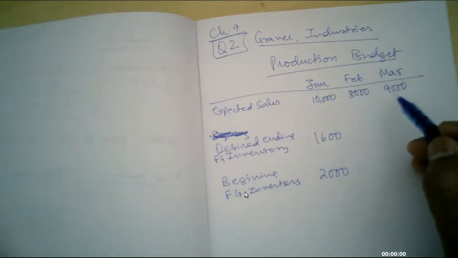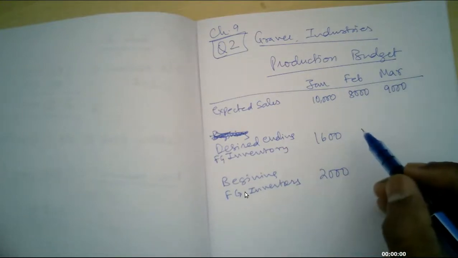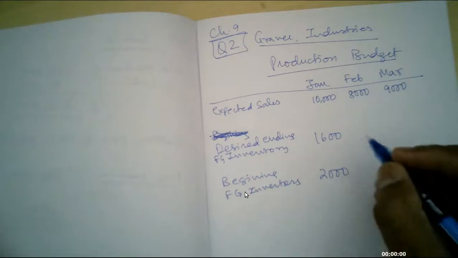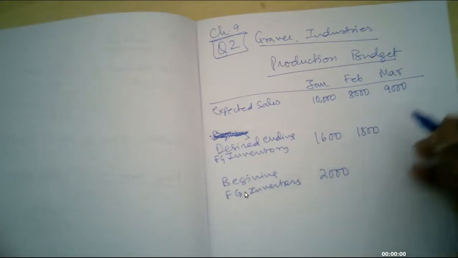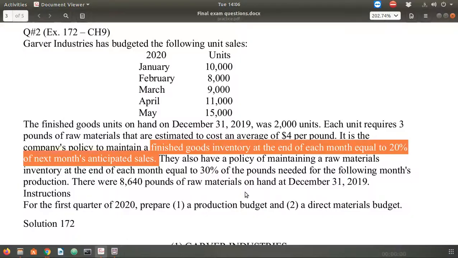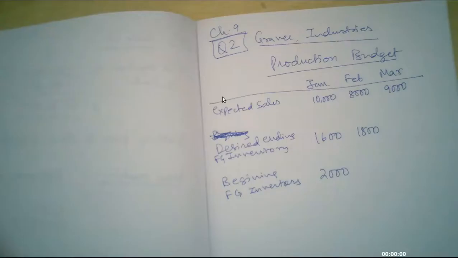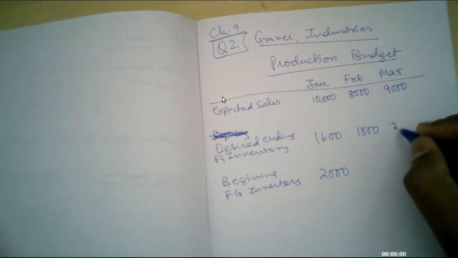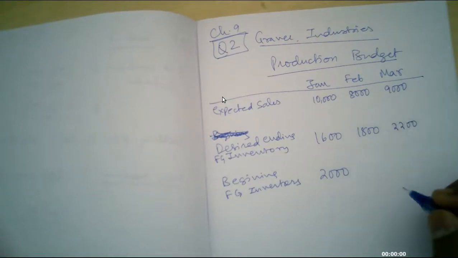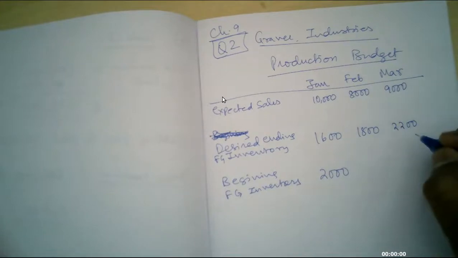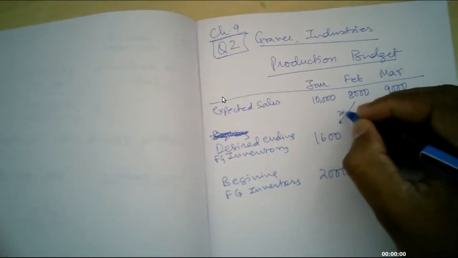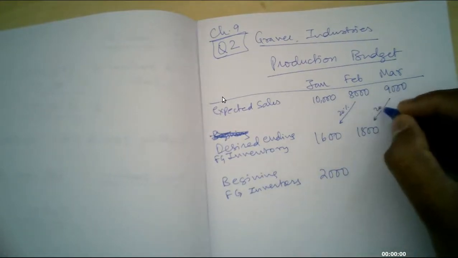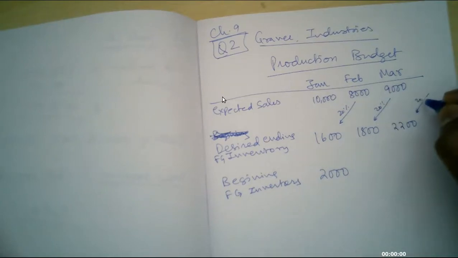Similarly, next month is 9,000. So here 20% of 9,000 will be 1,800. Similarly, if you refer to April, what is the expected sales in April? 11,000. So at the end of March, you should have 20% of 11,000, that is 2,200, like this. So this is 20% of this, 20% of this, and this is 20% of 11,000, which is for the month of April.